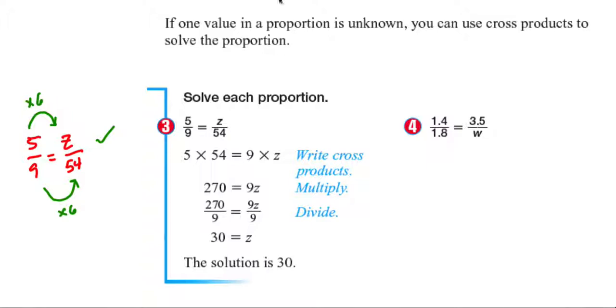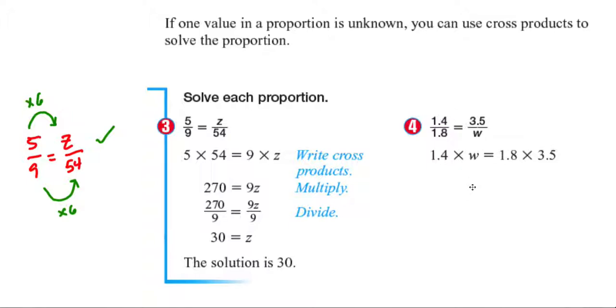And this is how example 4 works. So you want to find the value of w. 1.4 over 1.8 is equal to 3.5 over w. We get the cross products. This becomes 1.4 times w equals 1.8 times 3.5. Again, if you notice, you cannot find the factor that you multiplied with 1.4, which will give you 3.5. It's not readily available in your head.